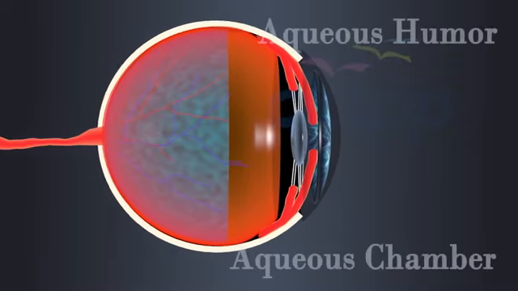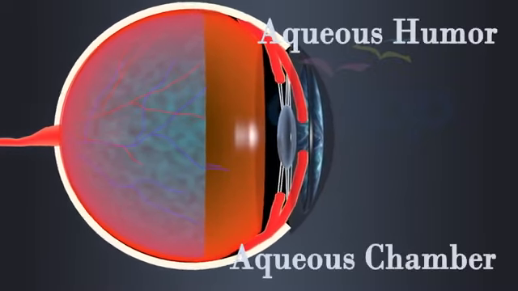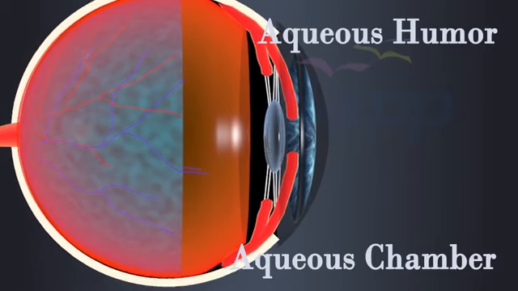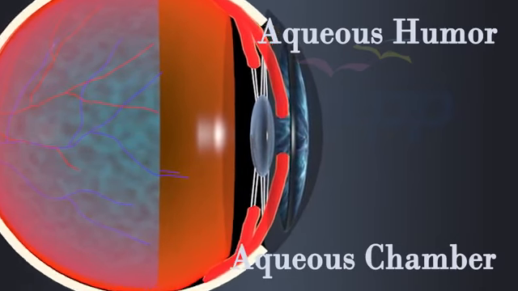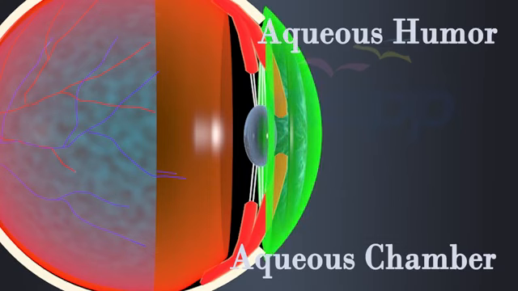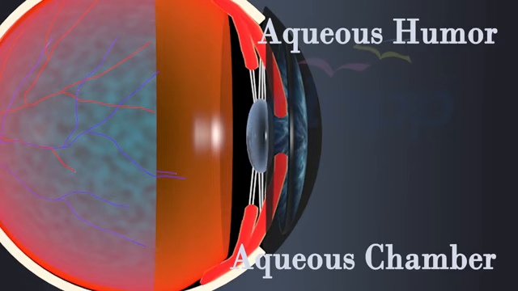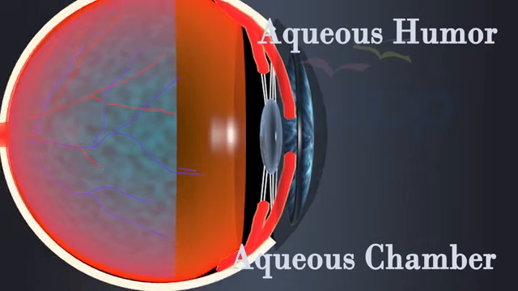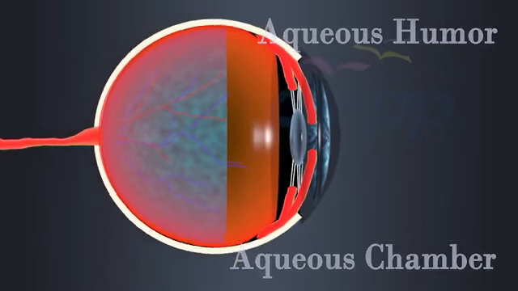Aqueous chamber. Your eye also has an anterior chamber, which is the front portion of the eye between the cornea and the lens, which is the colored part of your eye. Aqueous chamber is filled with aqueous humor. The aqueous humor is a clear, watery fluid that fills the aqueous chamber. It helps maintain the eye's shape and provide nutrients to the cornea and lens. The ciliary processes make aqueous humor.